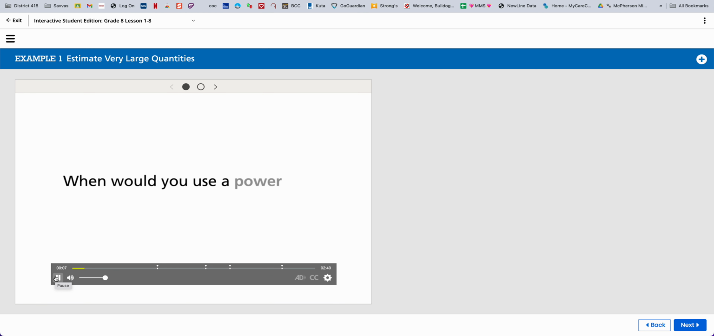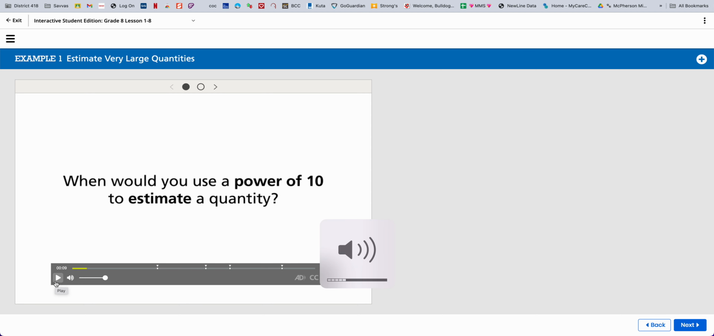When would you use a power of 10 to estimate a quantity? Plug in my speaker. That's all right. It's gonna be hard to hear. Oops. Think about this question during the lesson.